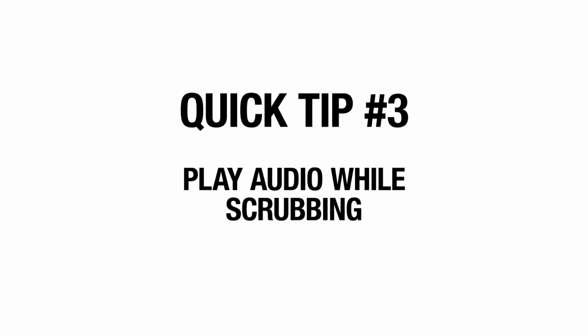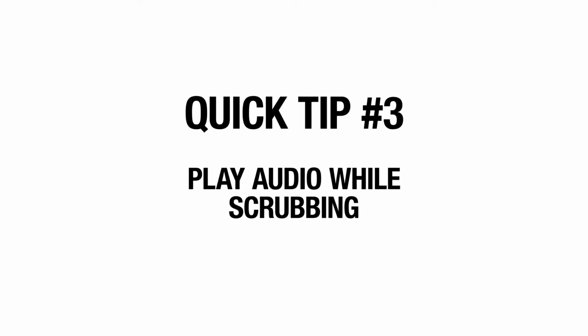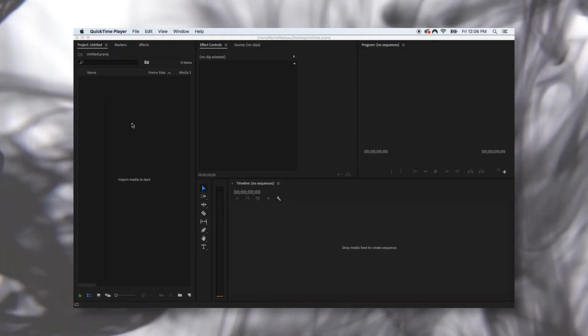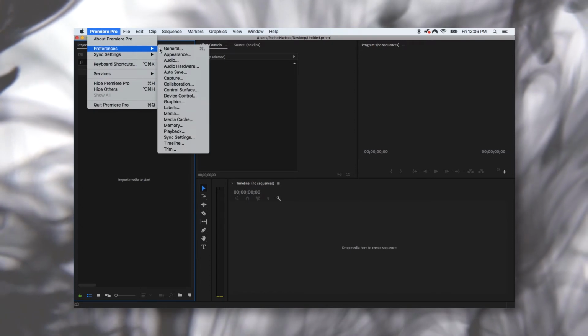And this brings me to quick tip number 3, and this is for Premiere exclusively. Play audio while scrubbing, and you want to make sure it's on. In a Mac, we're going to click on where it says Premiere Pro, go to Preferences and Audio.